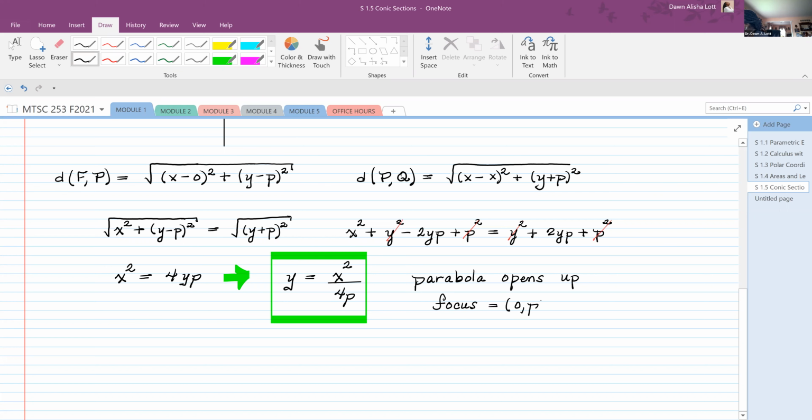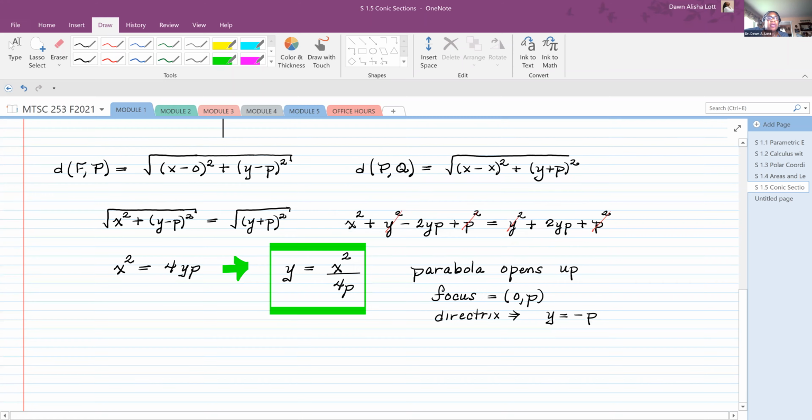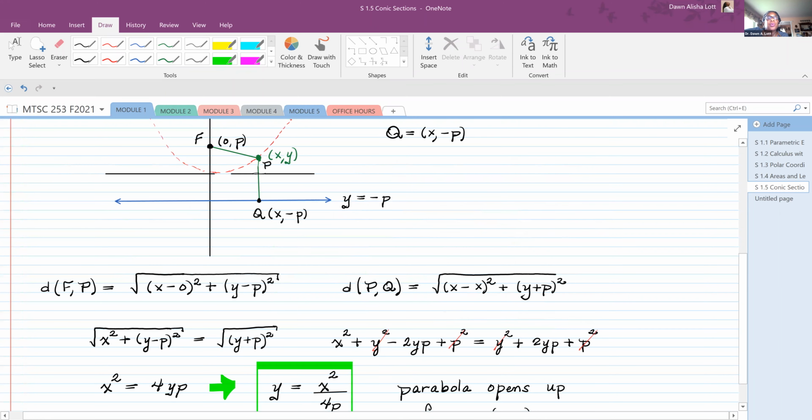Equal to 0, p, and a directrix equal to, which is y is equal to negative p. Okay. All right. Now we can have the same kind of parabola opening downward.